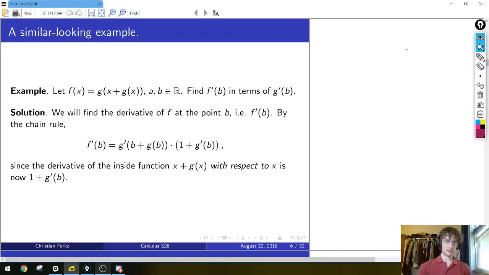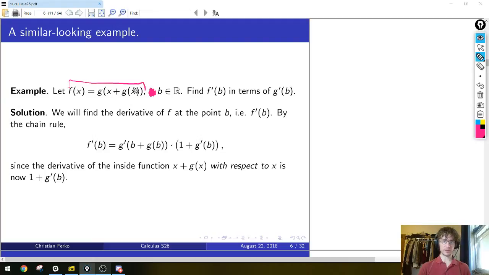Good. Okay. Let me do one more, and then I'll ask you to do something like this. So here's a similar looking example, which is totally different. Now, instead, we let f of x be g of the quantity x plus g of x. I copy pasted, so a should not actually appear there because a is not used in this problem. But now we're going to fix again a constant b, which is a real number, and do the same thing. We're asked to find f prime of b in terms of g prime. So now we'll do the same thing.